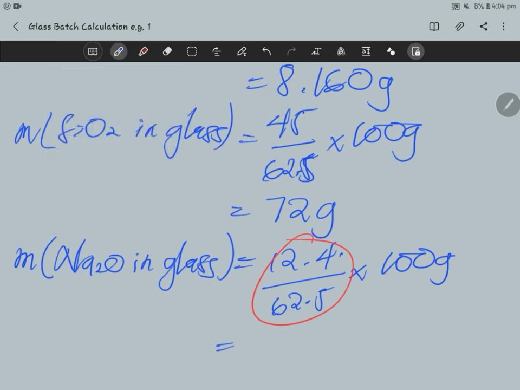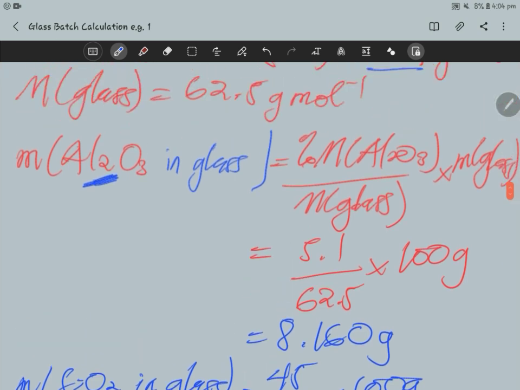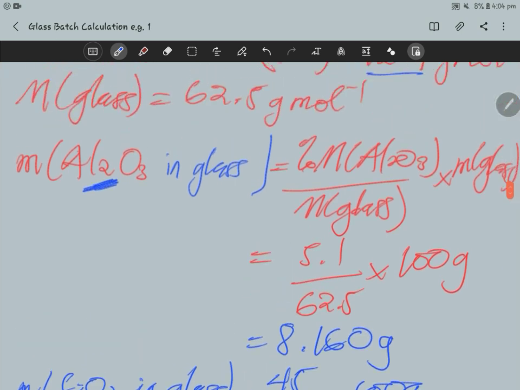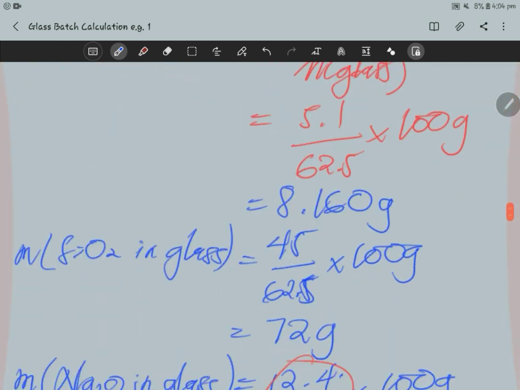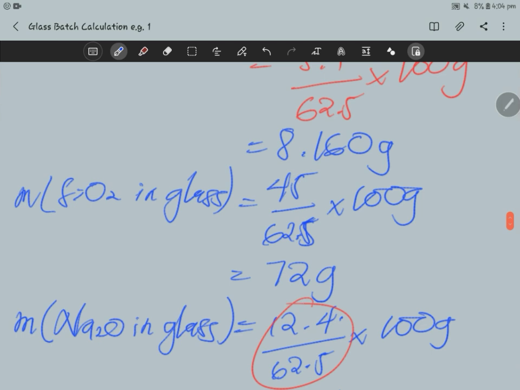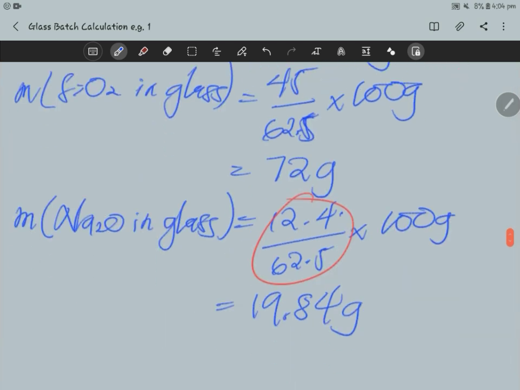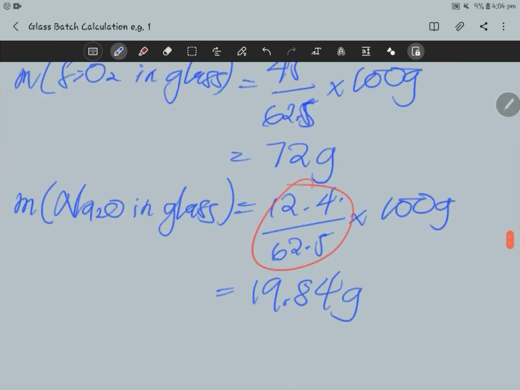So with this we get, let's see, 12.4, right? And that gives us 19.84 grams. So this is the amount. If we end up getting a glass of 100 grams, this is the mass of alumina that will be in it, the mass of silicon that will be in it, and the mass of Na2 that will be in the glass. That's if we have the glass to be 100 grams, right?